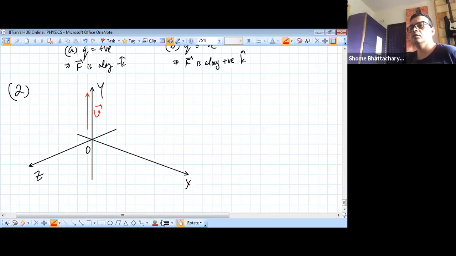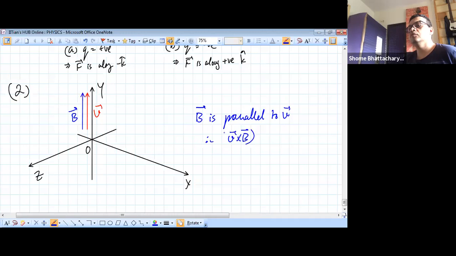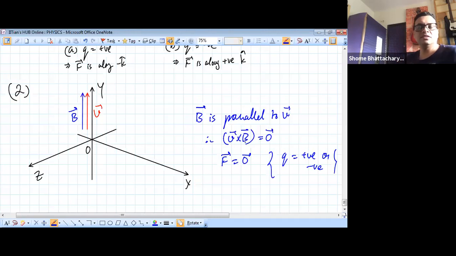Velocity and capital B, which is your magnetic field, they are parallel vectors. So V is parallel to B. Therefore, V cross B will be 0. So therefore, F is going to be a null vector, whether Q is positive or negative, both the cases. It doesn't matter because V cross B is a null vector. So that's a very easy part.